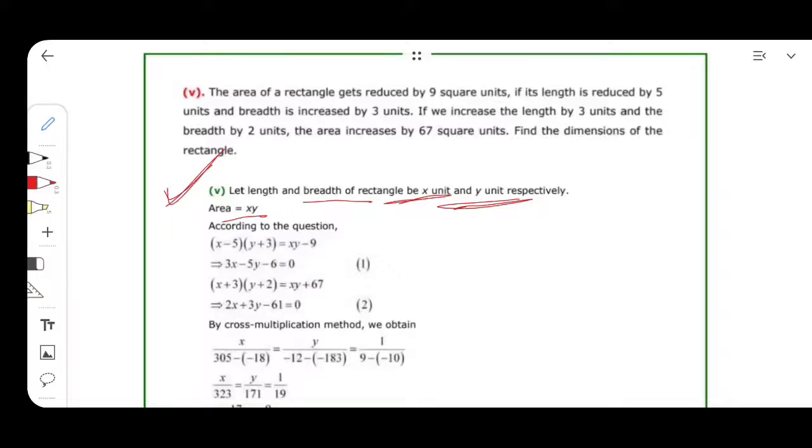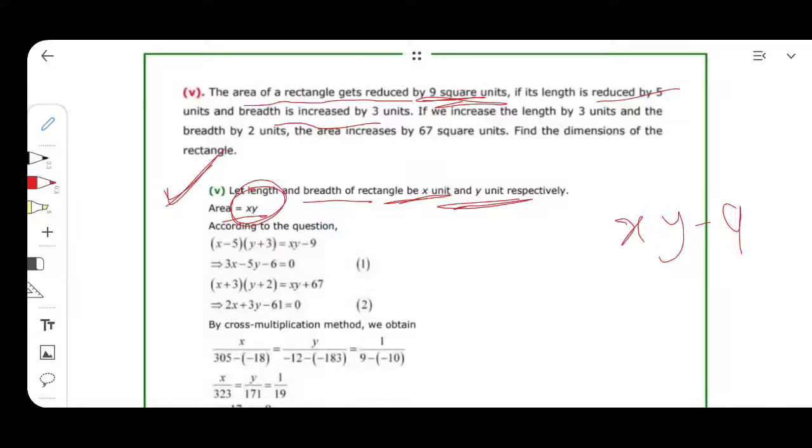According to the first condition, the area of the rectangle gets reduced by 9 square units if the length is reduced by 5 units and the breadth is increased by 3 units. So we know the area of the rectangle is xy, and it is given that xy is reduced by 9 units.